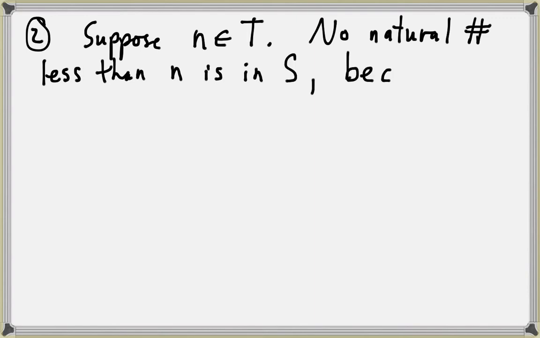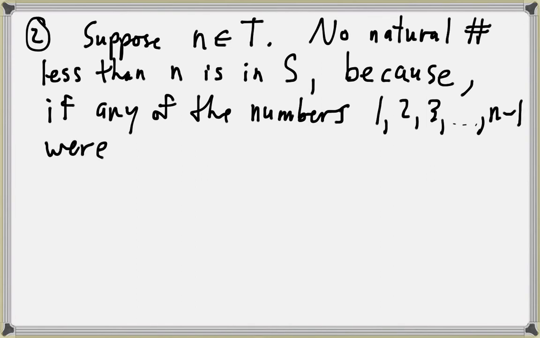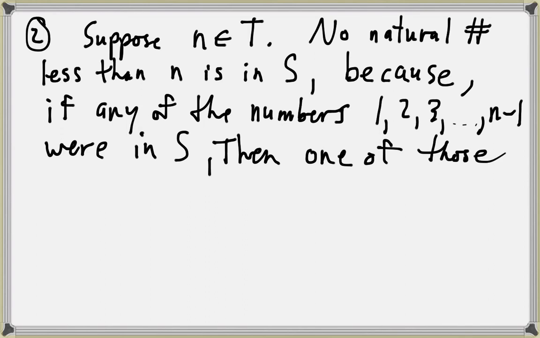Why? Well, because if any of the numbers 1 through n minus 1 were in S, then one of those numbers would be the smallest element of S. Okay? So if any of the numbers 1, 2, 3, all the way up to n minus 1 were in S, then one of those numbers would be the smallest element of S.